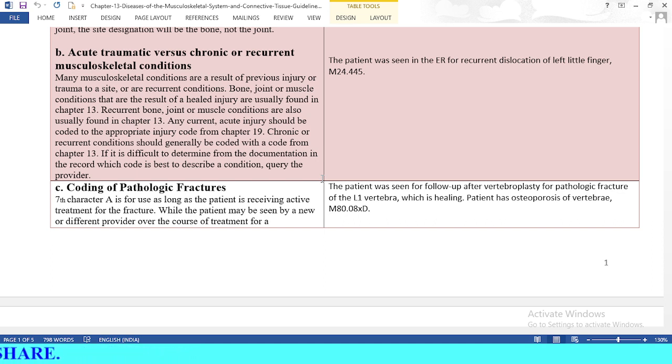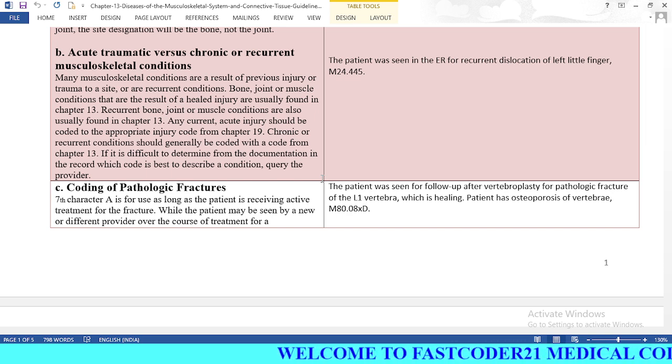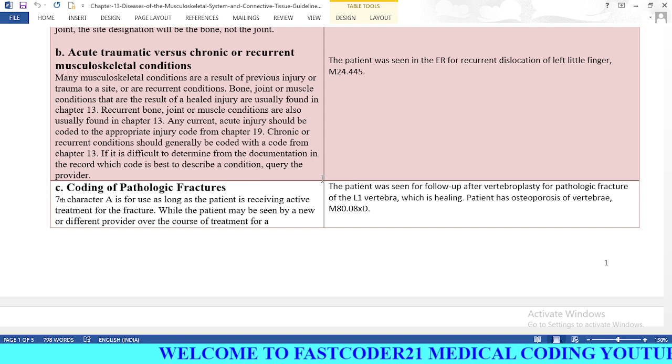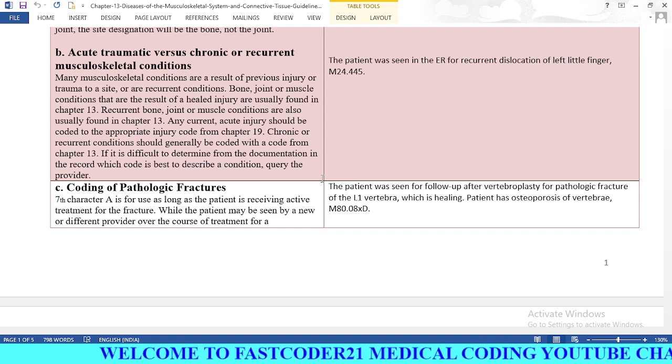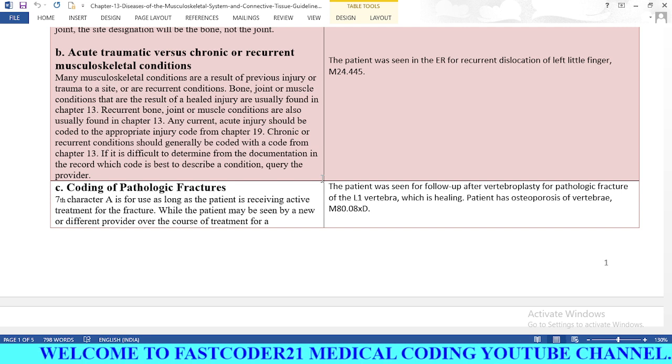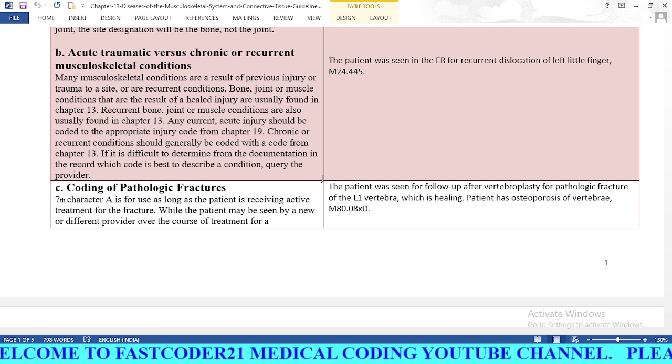Next, any current acute injury should be coded to the appropriate injury code from Chapter 19. As all of us know, whenever there is a current injury or trauma, we need to code from Chapter 19. Chronic or recurrent conditions should generally be coded with a code from Chapter 13.